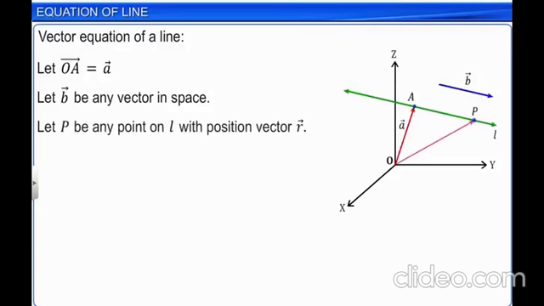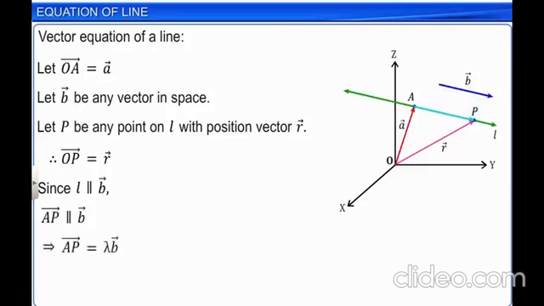Let P be any arbitrary point on line L. Let the position vector of point P with respect to the origin be vector R. Since the given line L is parallel to vector B, we can say that vector AP is also parallel to vector B. This implies that vector AP is equal to a scalar multiple of vector B. Let this be equation 1.